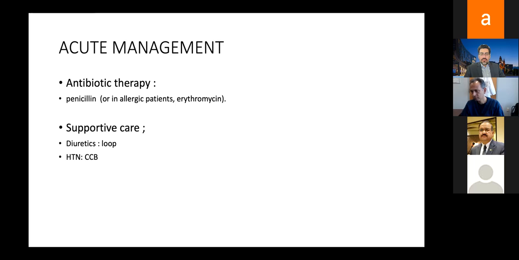A positive C4D would point towards a resolving post-infectious GN, and there may be some scarring and some residual renal dysfunction. On the other hand, with dominant C3 staining without C4D, we should probably be looking for monoclonal gammopathy of renal significance and things like that in adult patients, and it may not be post-infectious GN.